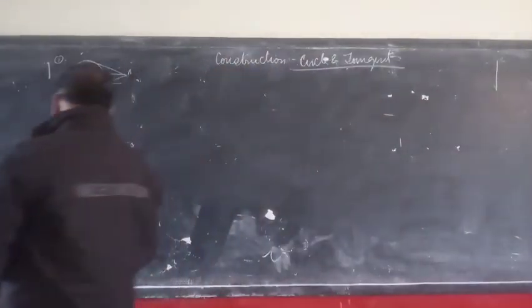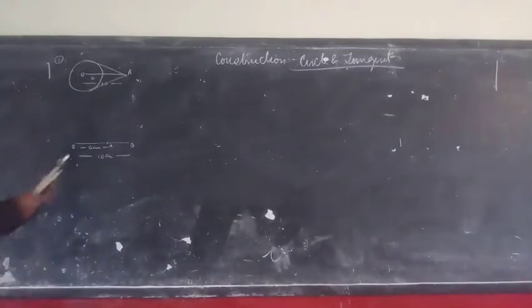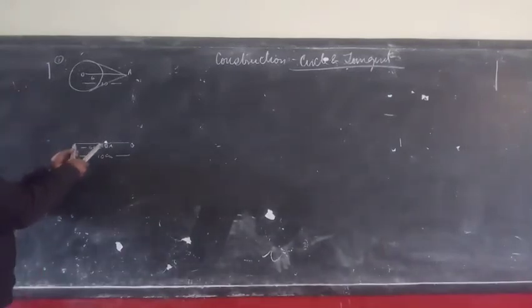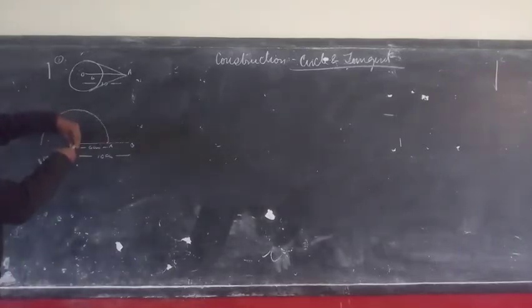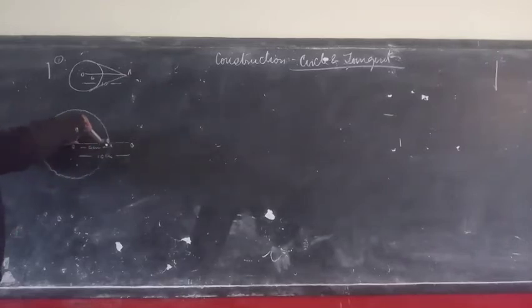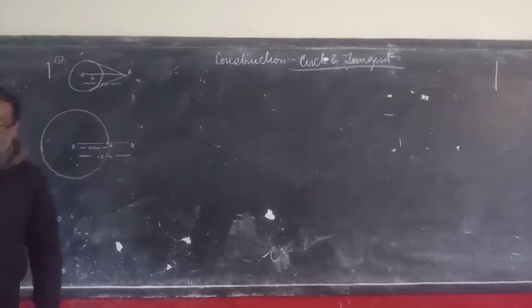Now take your compass, put the metal point at O, and take a radius of 6 centimeter and draw the circle. Okay. You have completed this portion?